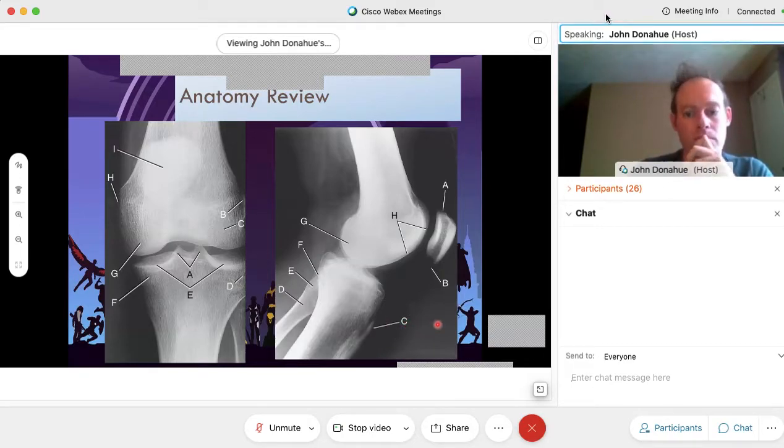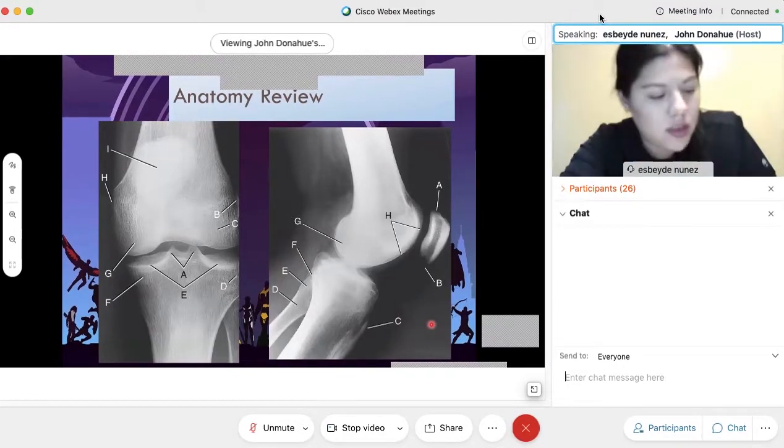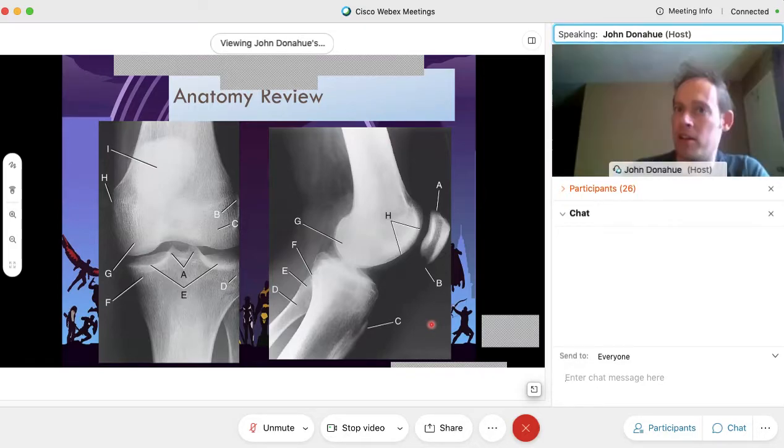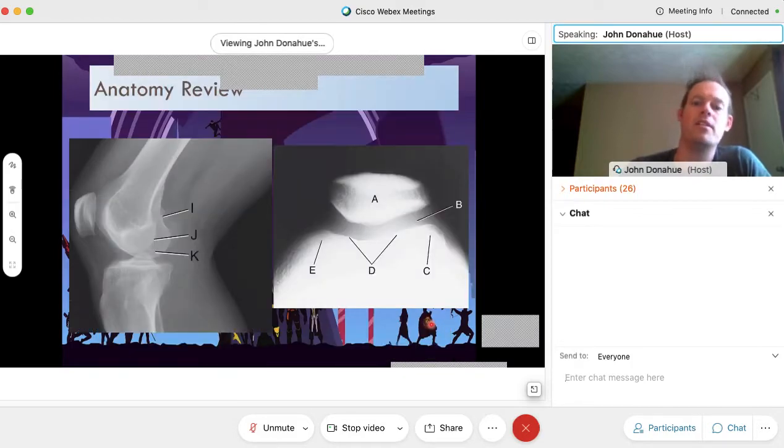For the tibial tuberosity, are we only able to see it on the lateral knee, or are we also able to see it on the AP? That's a very good point. That will only be on the laterals. The tuberosity is superimposed on the AP. We can't visualize it. Very good.